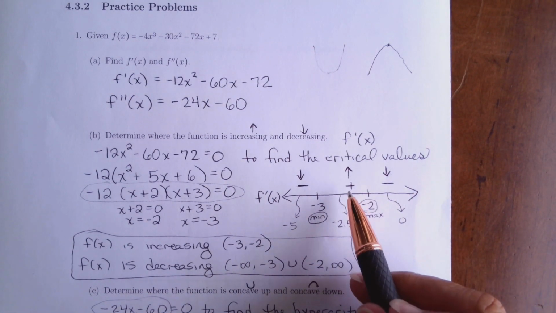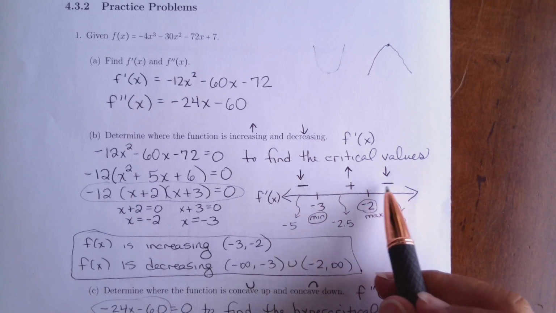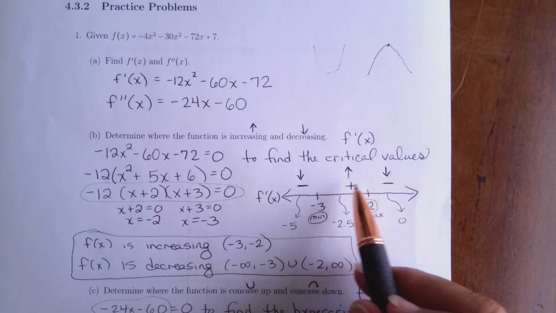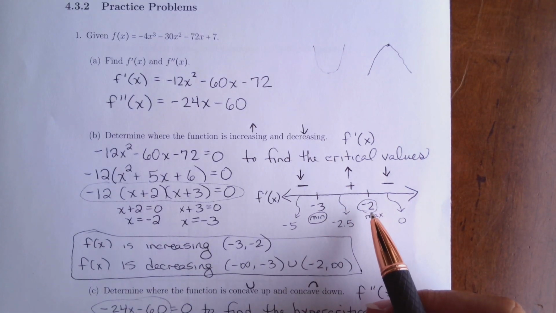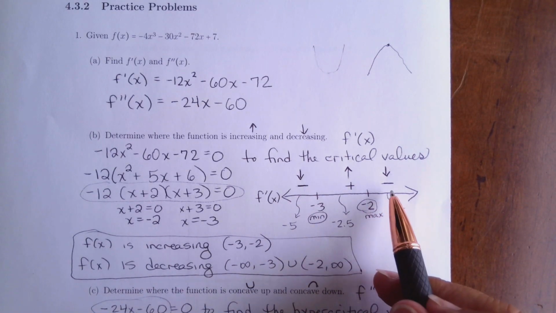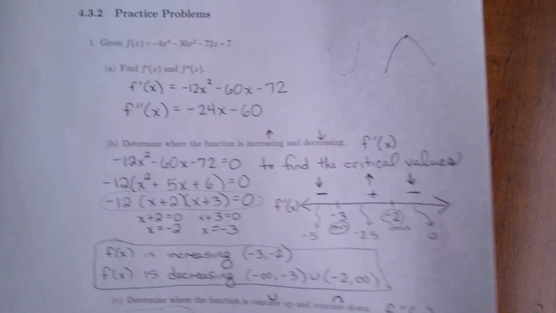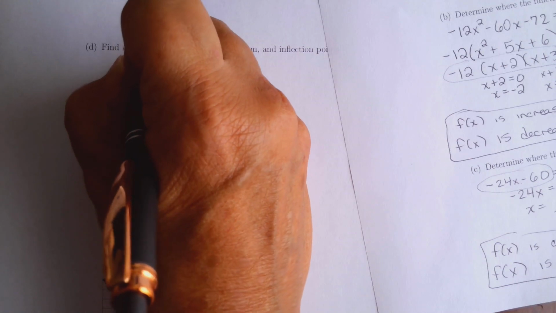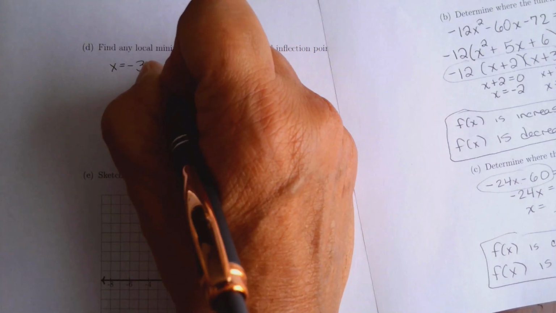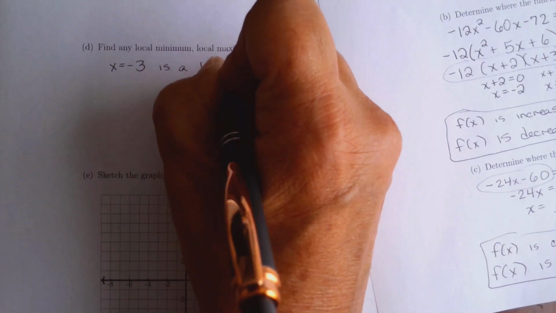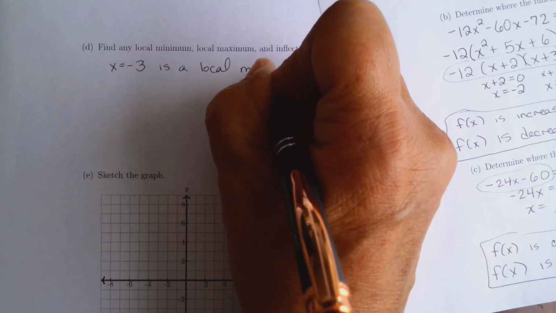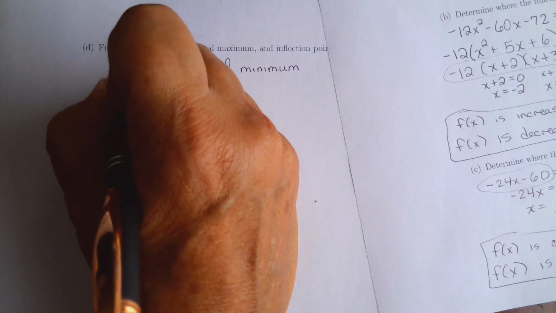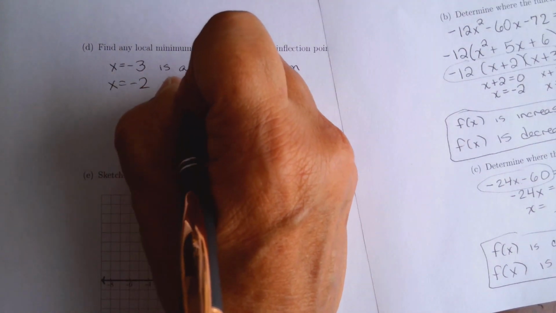If, for example, we went decreasing to decreasing, then that's not going to be a max or min. So the signs have to change. If there's no sign change, it's definitely not a max or min. Okay, so you've got to pay attention to the signs. All right, so we have x equals negative 3 is a local min. Okay. x equals negative 2, we said, is a local max.